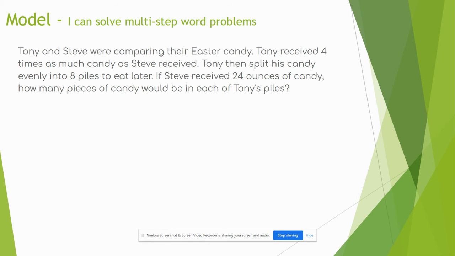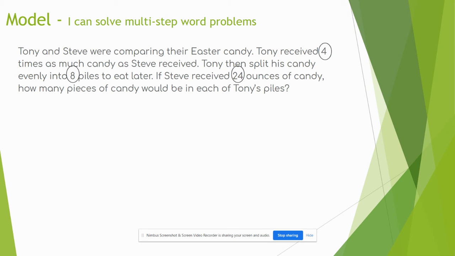Okay, next one. Tony and Steve were comparing their Easter candy. Tony received 4 times as much candy as Steve received. Tony then split his candy evenly into 8 piles to eat later. If Steve received 24 ounces of candy, how many pieces of candy would be in each of Tony's piles? That's a lot of information. I need to really slow down and take this step by step.